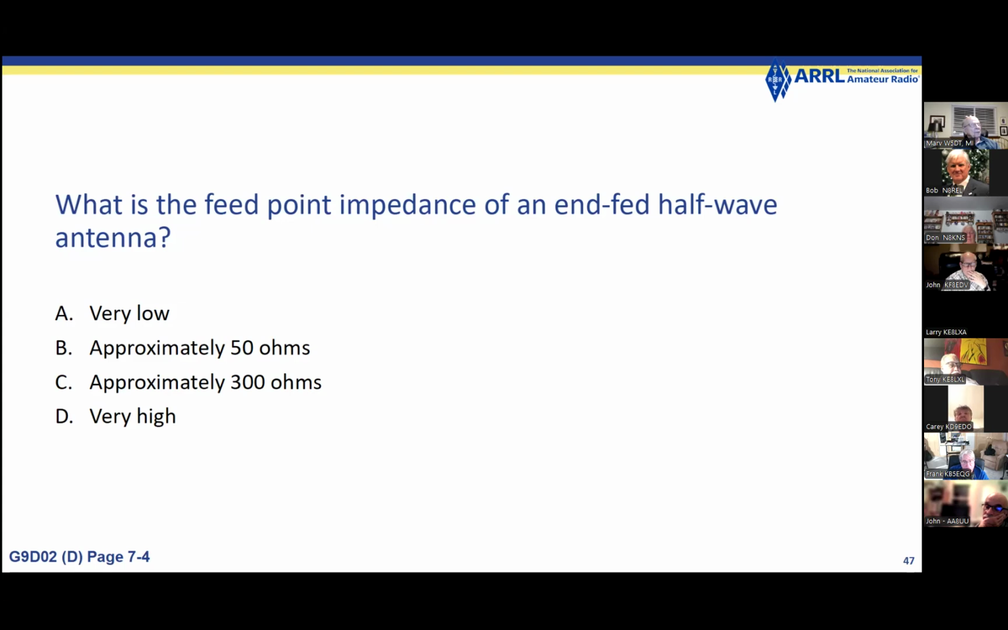I don't really recommend end-fed half waves if you're working out of your home. I know a lot of guys use them, but they could be devils with RF in the house and trying to get rid of it.